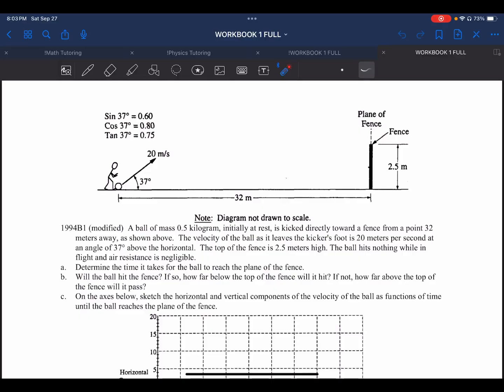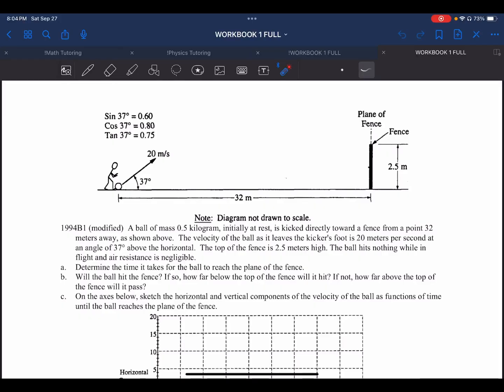Okay, so again, it's another kicking the ball problem. It says the ball's mass is 0.5 kilograms, initially at rest. It's kicked directly towards the fence from a point 32 meters away, as shown above. The velocity of the ball as it leaves the kicker's foot is 20 meters per second at an angle of 37 degrees. The top of the fence is 2.5 meters high. The ball hits nothing while in flight, and air resistance is negligible.